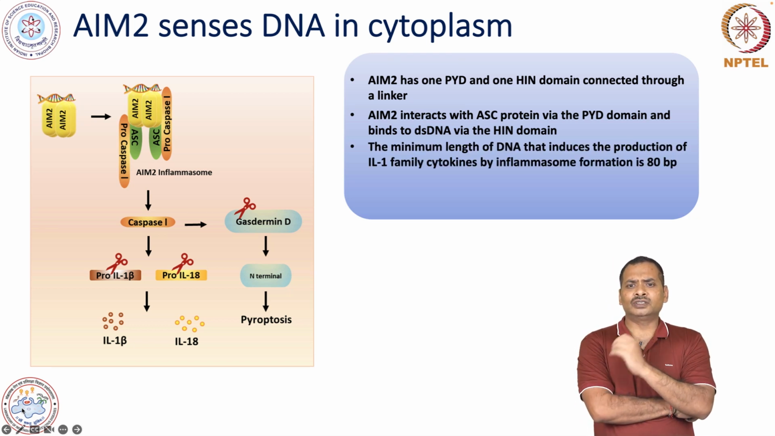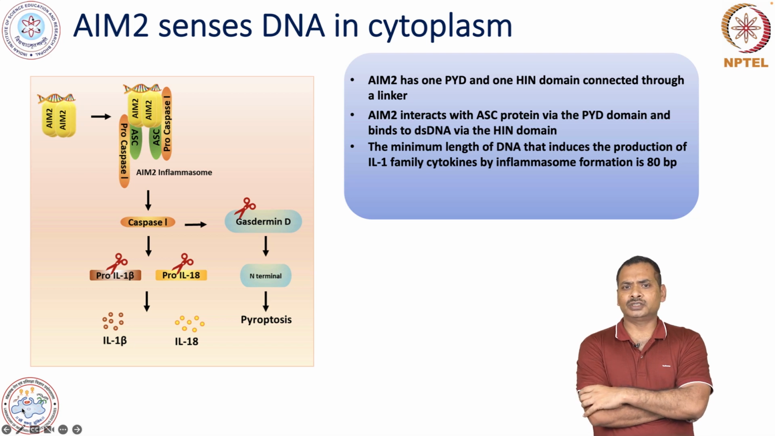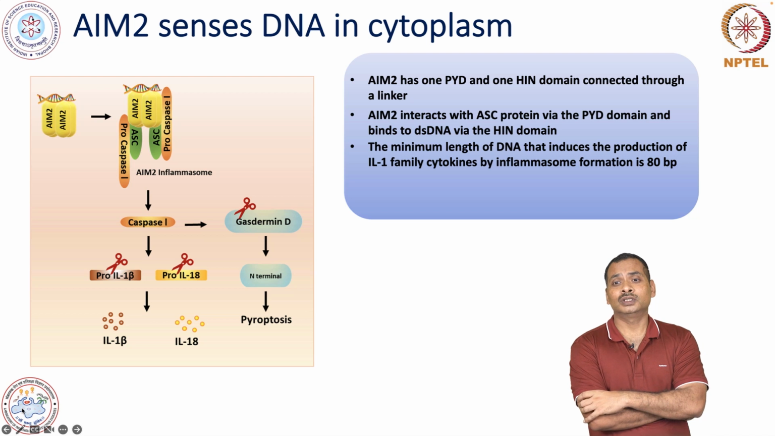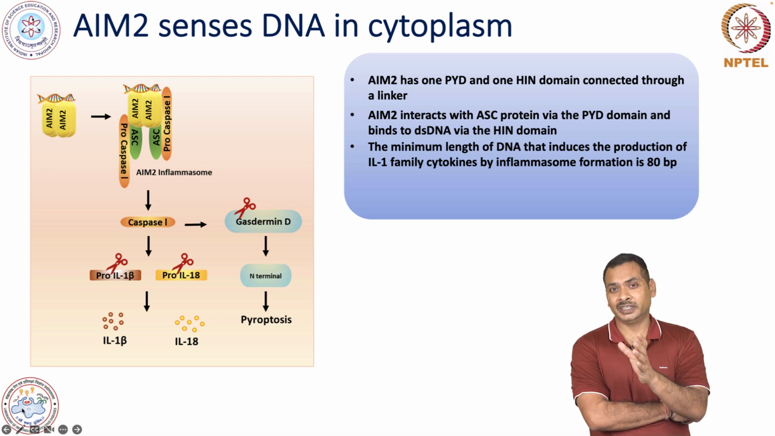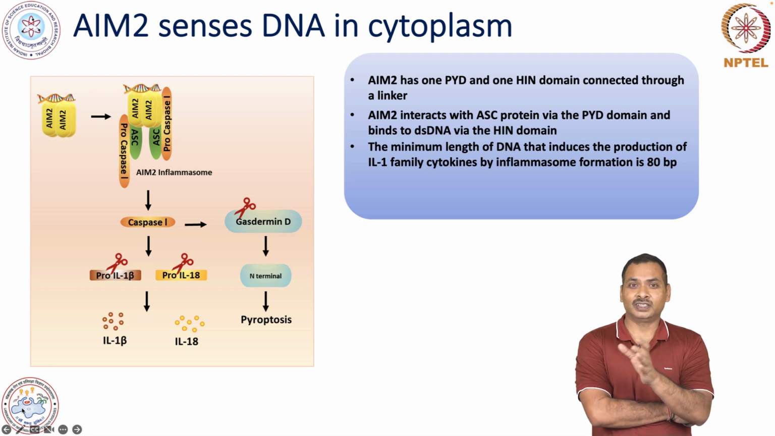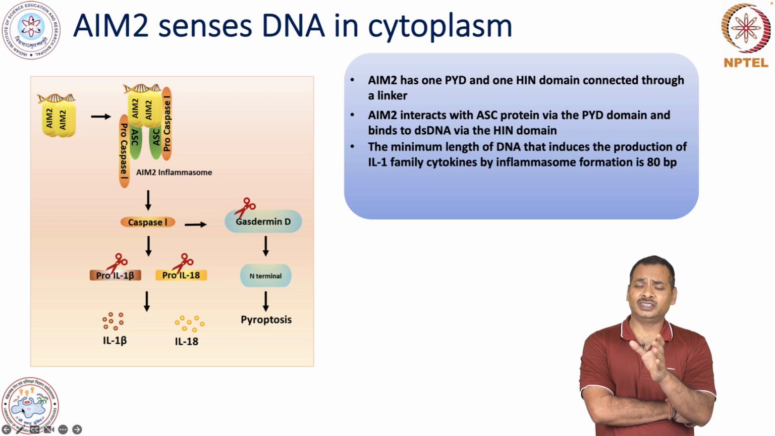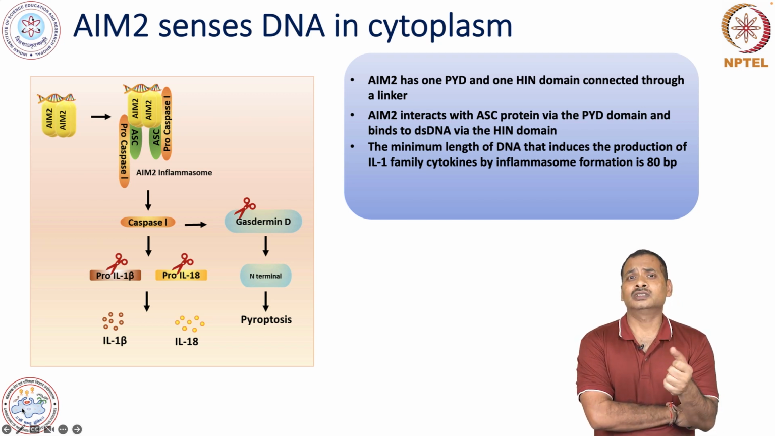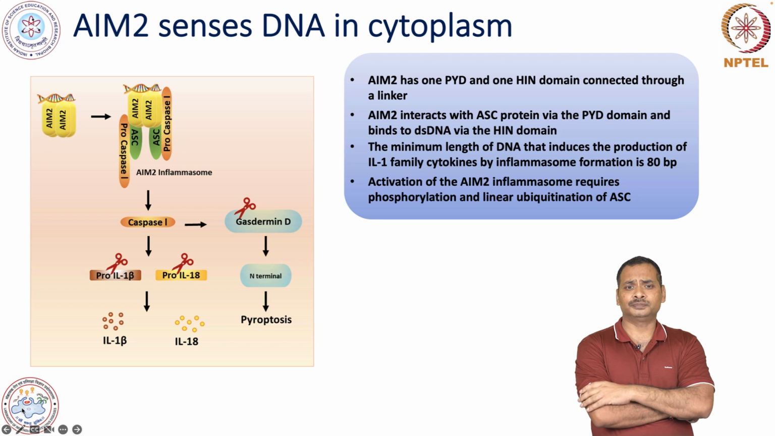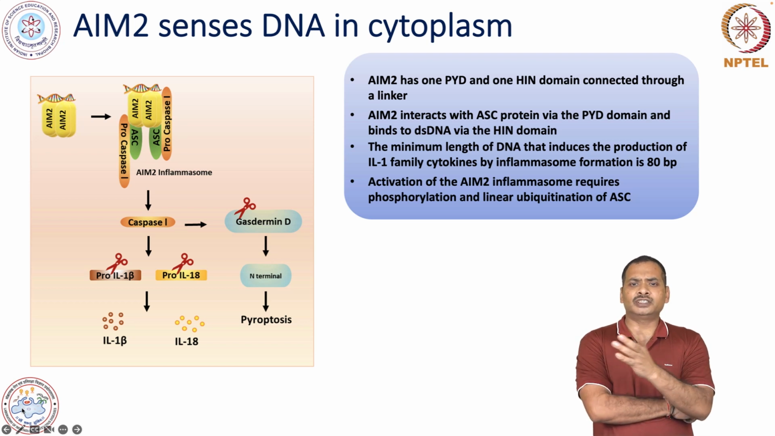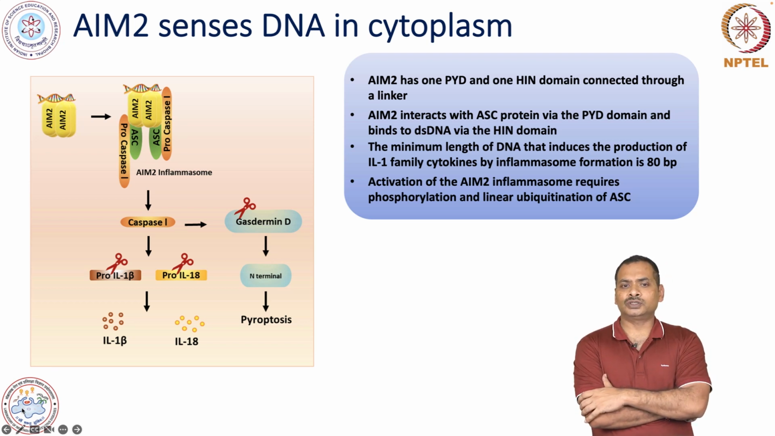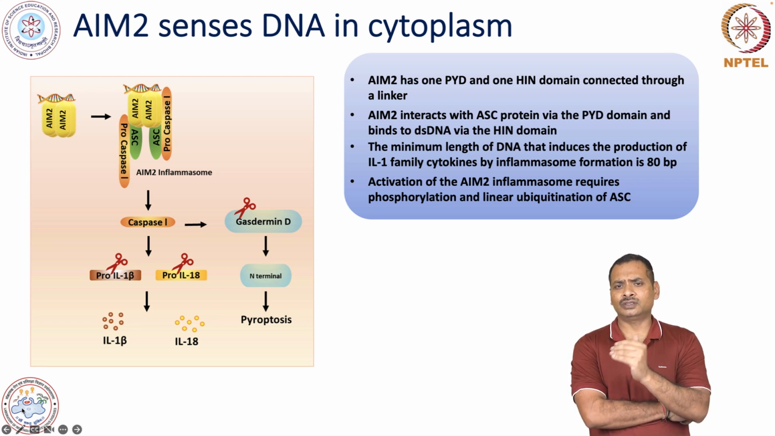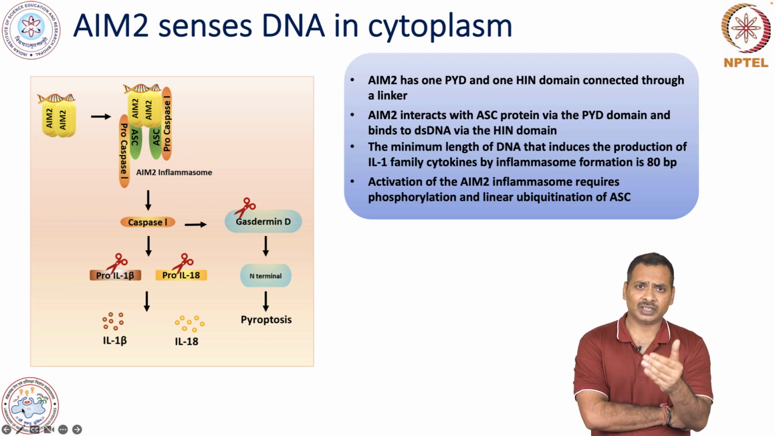The minimum length of DNA that induces the production of IL-1 family cytokines by inflammasome formation is basically 80 base pairs. If there is a shorter stretch of DNA, then it will not induce IL-1 beta production. So, activation of this AIM2 inflammasome basically requires the phosphorylation and linear ubiquitination of ASC. So, this is one additional point.